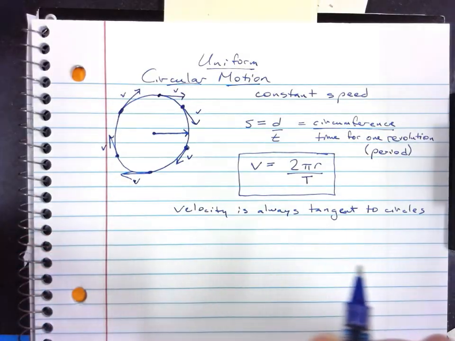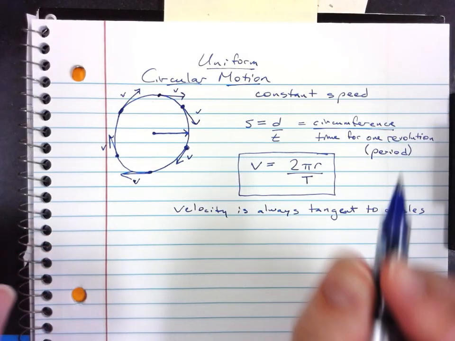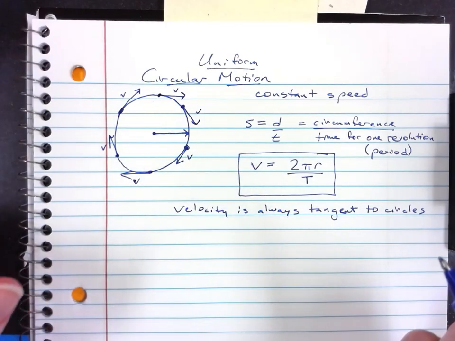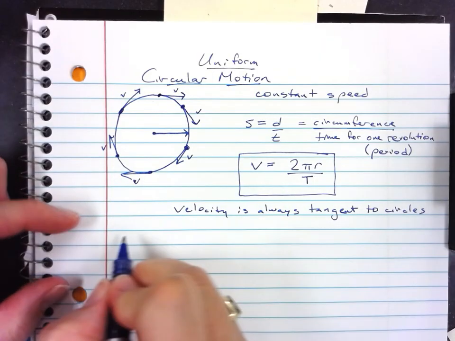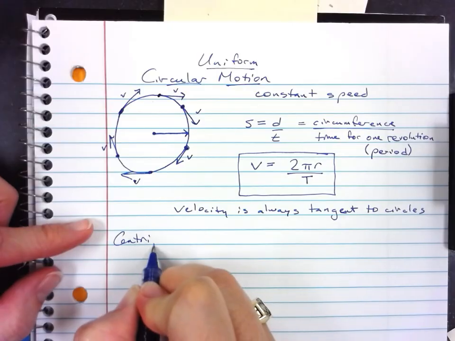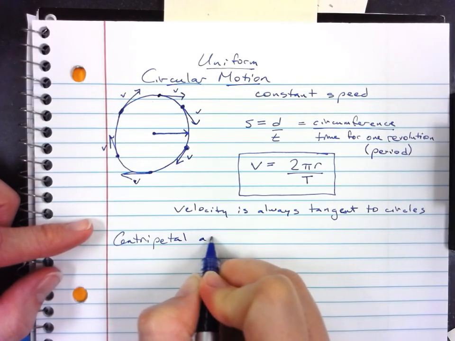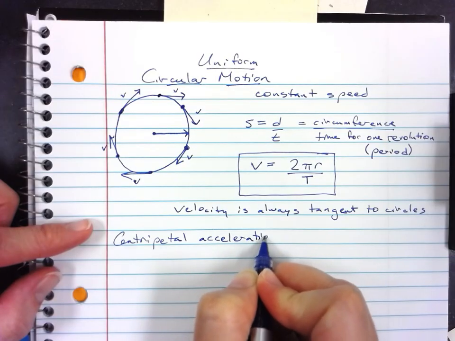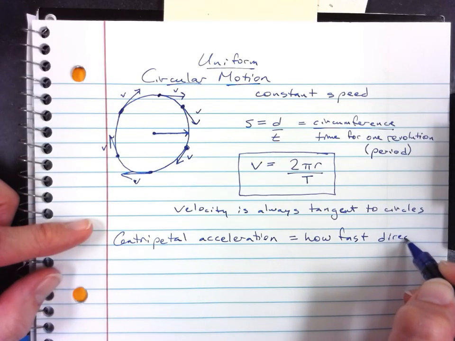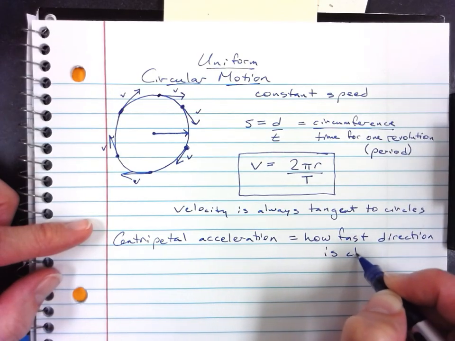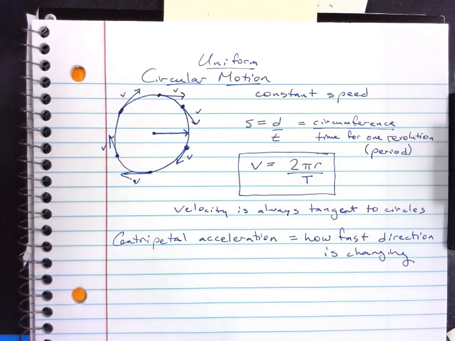So we have constant speed, but we do not have constant velocity because the direction of the velocity is changing. That means we must have an acceleration. So you remember we did this last year. We are going to figure out the centripetal acceleration, which measures how fast the direction is changing. All those equations we call the acceleration equations that we've been doing are for only speeding up and slowing down. Changing direction is done by centripetal acceleration.